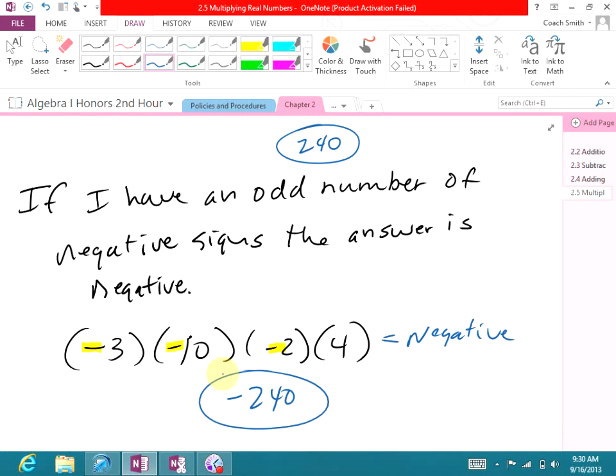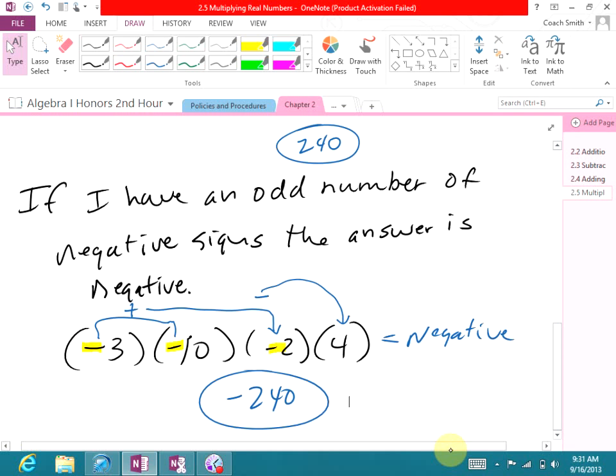Because your first two, these two here, give you a positive. So then I take that positive and multiply it times a negative, and that's going to give you a negative answer. And then I take this negative and multiply it by a positive, and that's going to give me the -240.